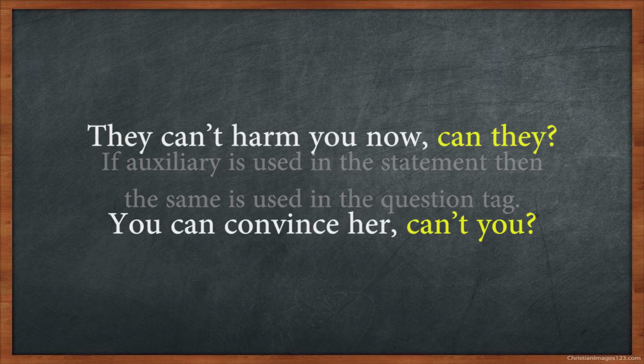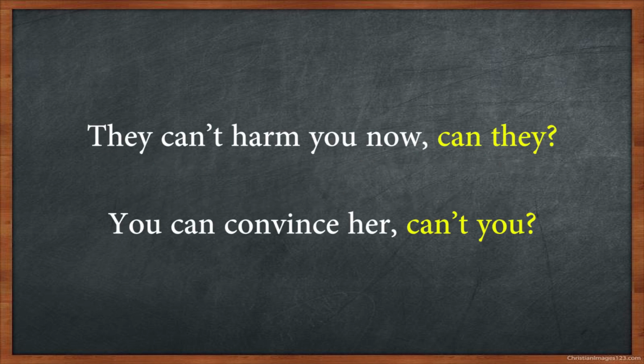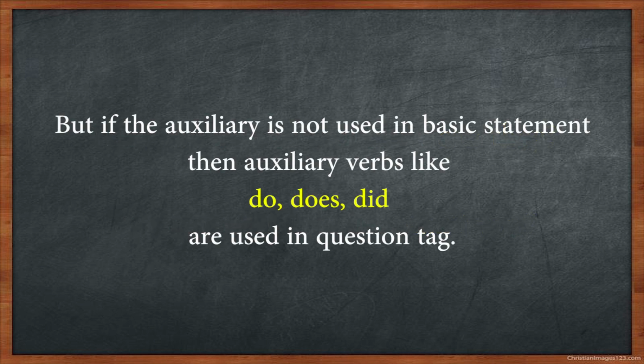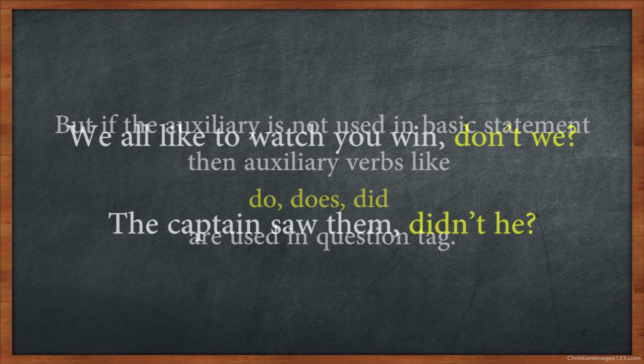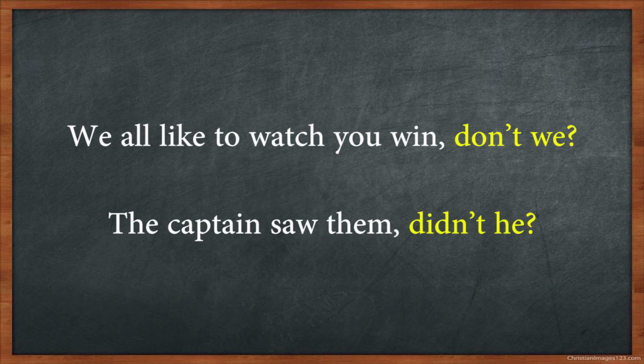Now the rule is, if auxiliary is used in the statement, then the same is used in the question tag. They can't harm you now, can they? You can convince her, can't you? But if the auxiliary is not used in the basic statement, then auxiliary verbs like do, does, did are used in the question tag. So first you have to see whether there is an auxiliary verb. If it is not there, then you have to use either do or does or did, depending upon the subject and the tense of the sentence. See the example. We all like to watch you win.